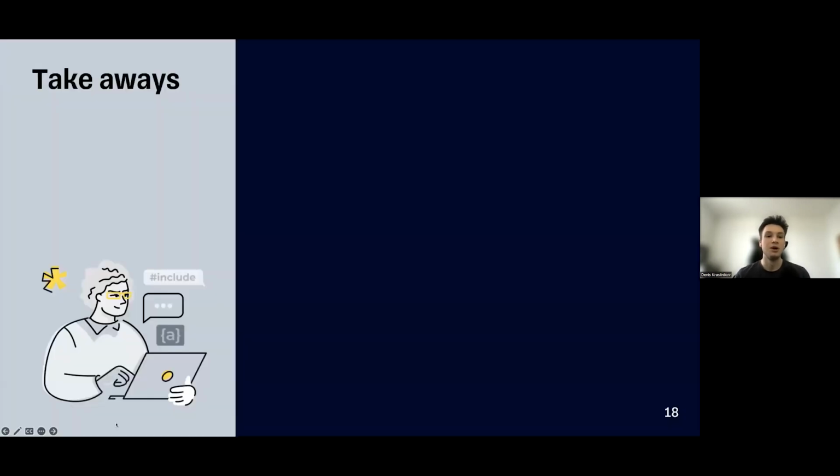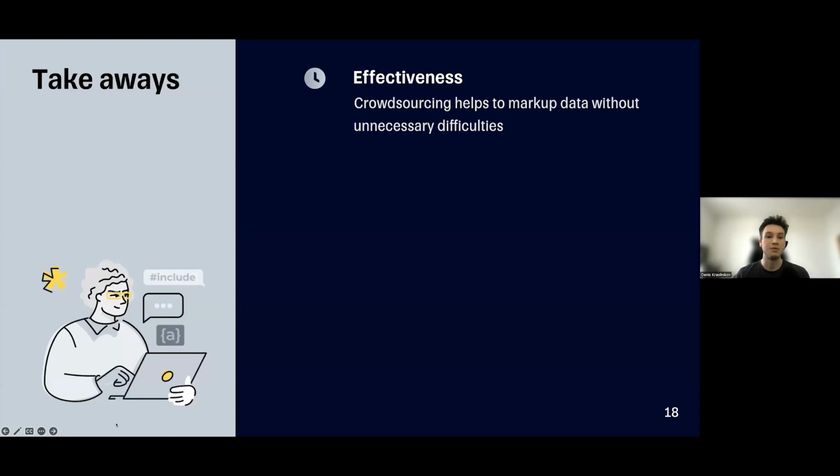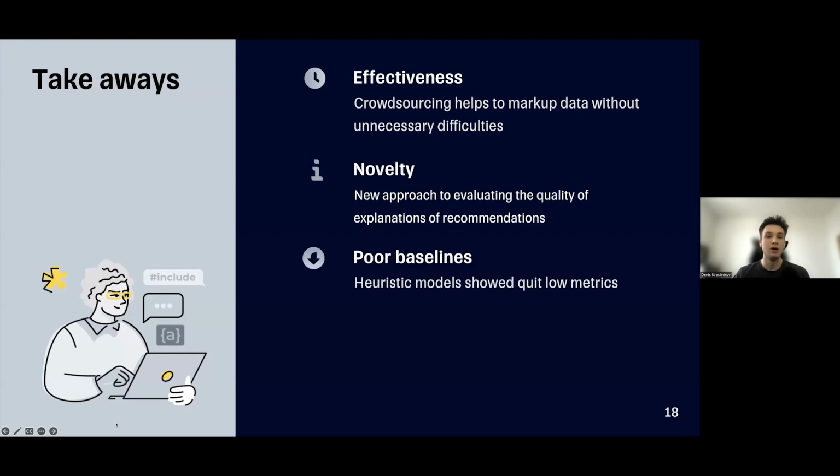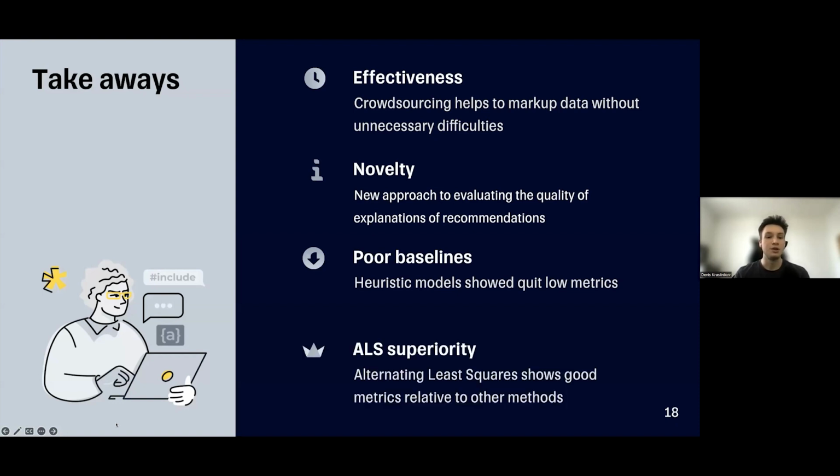So, takeaways. Crowdsourcing helps us to mark up the data without unnecessary difficulties. We introduced a new approach to evaluating the quality of the explanation of recommendations. Heuristic methods showed quite low metrics, and alternating least squares showed good metrics relative to other methods.